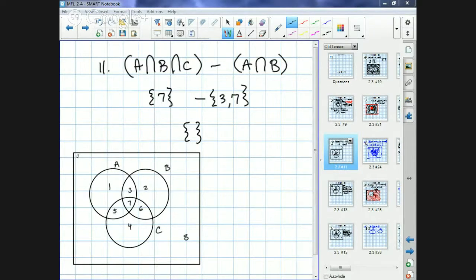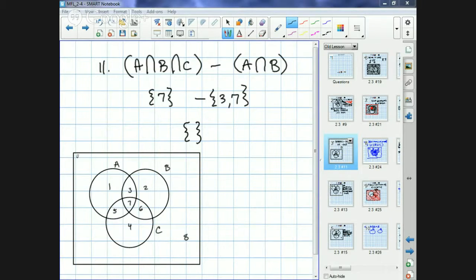So you kick out 7, well, he's gone. You can't kick out 3. He never showed up. So basically, do you see how the answer is the empty set? The answer then is nothing? The empty set? Yeah.